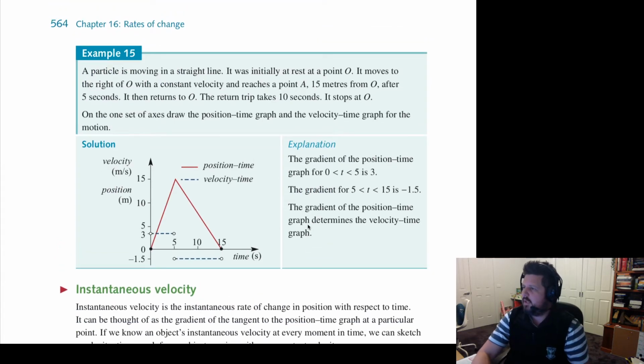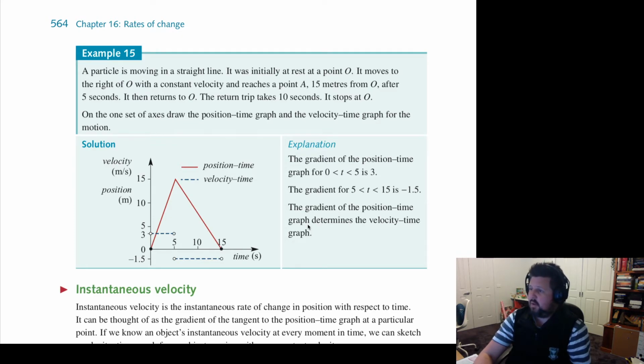Oh, cool. It's a particle question again. It says here, a particle is moving in a straight line. It was initially at rest at point O. It moves to the right of the origin, or O, with a constant velocity, and it reaches a point A, which is 15 meters from O, after 5 seconds. It then returns back to O, and it says that trip takes 10 seconds.